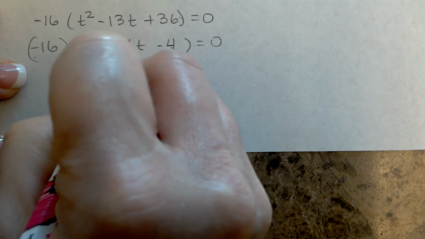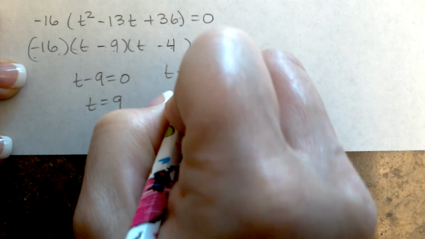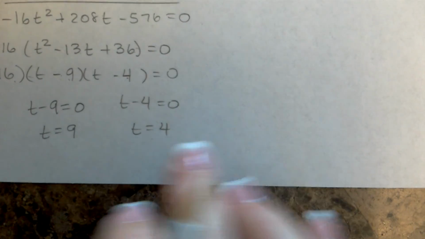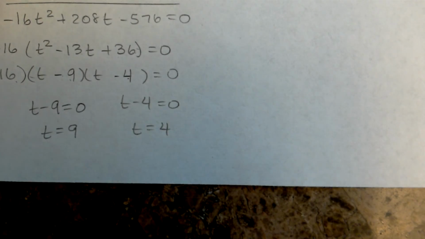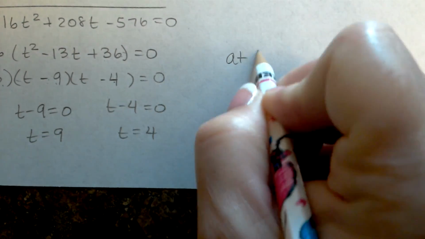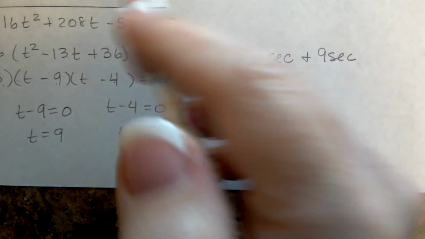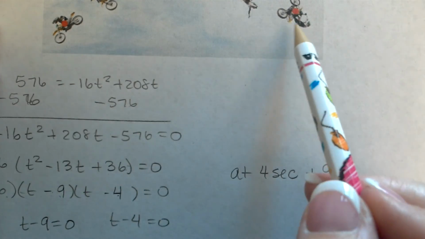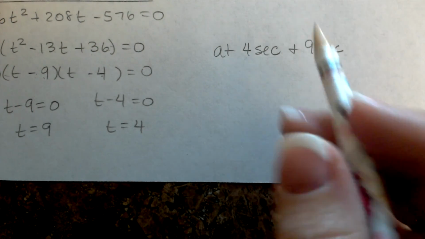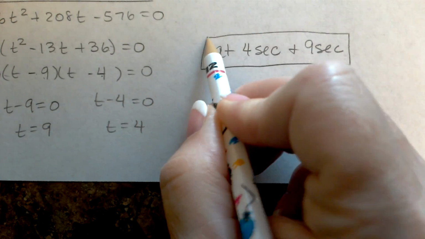So t minus 9 equals 0 makes t is 9. And t minus 4 equals 0 means that t is 4, because I added 4 to both sides and added 9 to both sides. So the answer is at 4 seconds and 9 seconds after he does this cool motorbike flip is when the height of his motorbike will be at 576 feet. So that's your answer.